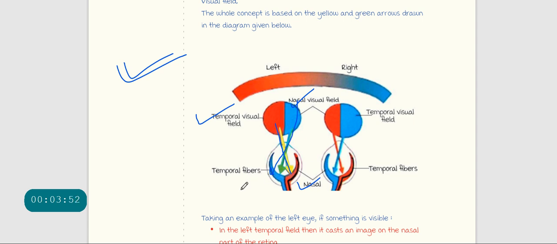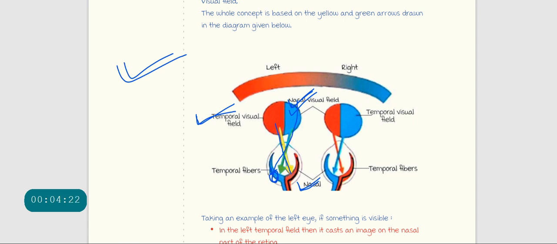Here comes the concept: if the temporal fibers are affected, which vision would be affected? The answer is that the nasal vision would be affected. There would be no nasal view for the person if the temporal fibers are affected, and vice versa. If the nasal fibers are affected, then the temporal vision would be affected. I hope it is clear to you now.